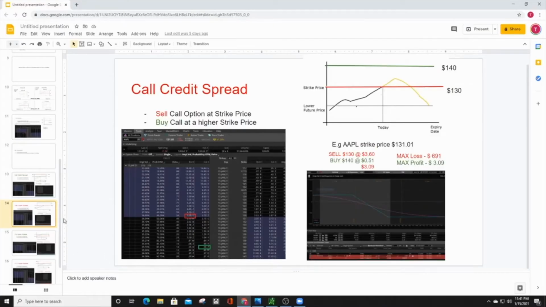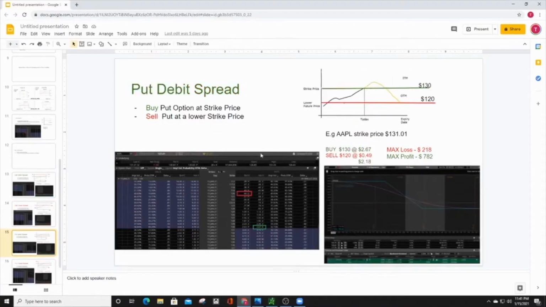Now let's go to the opposite, which is on the put side. A put debit spread is when you believe the price will go down. So you buy near or at the money, and then you sell deep out of the money. It's because you believe the market is bearish and the price will go down.